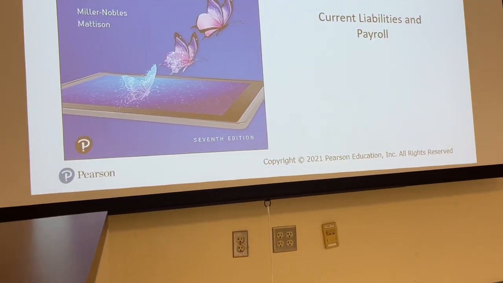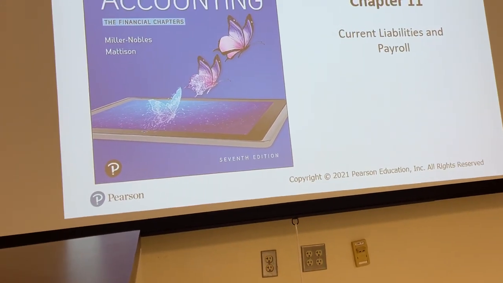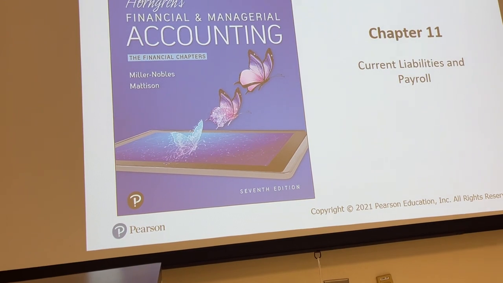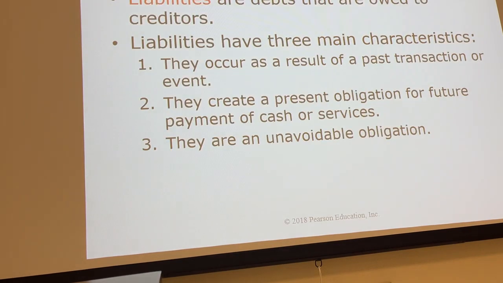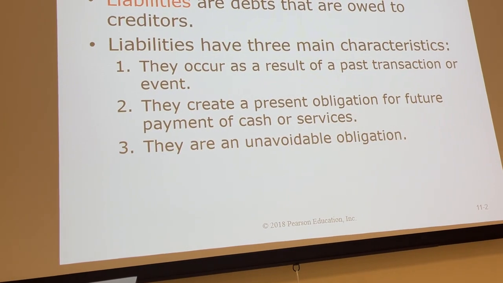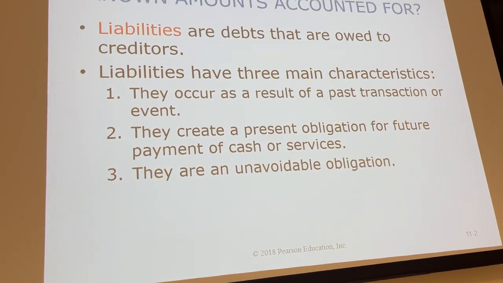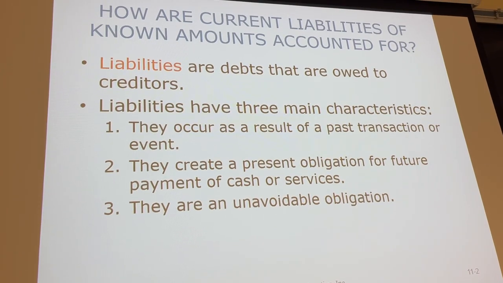About that. Chapter 11 is on current liabilities and payroll. And actually quite a bit of the chapter will deal with the subject of payroll. You already know from earlier in the course what we mean by liabilities. So liabilities are debts that are owed to creditors.